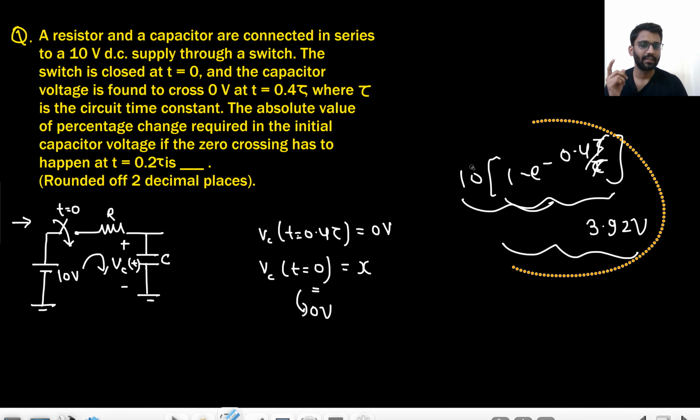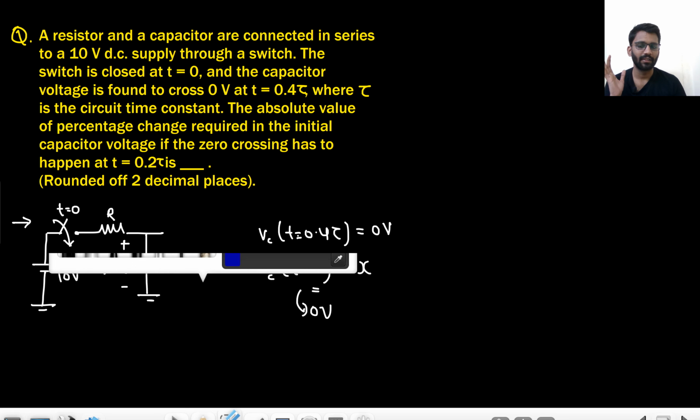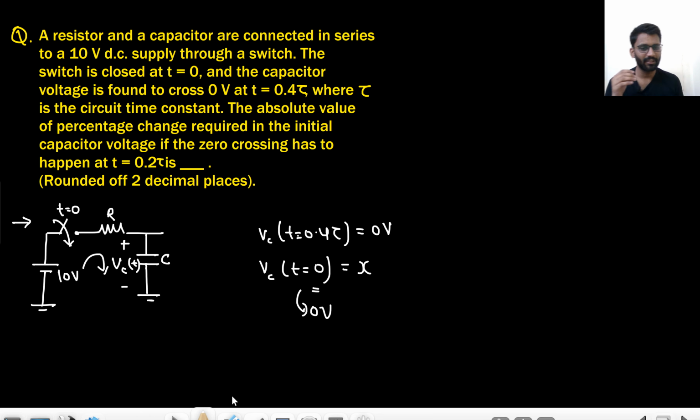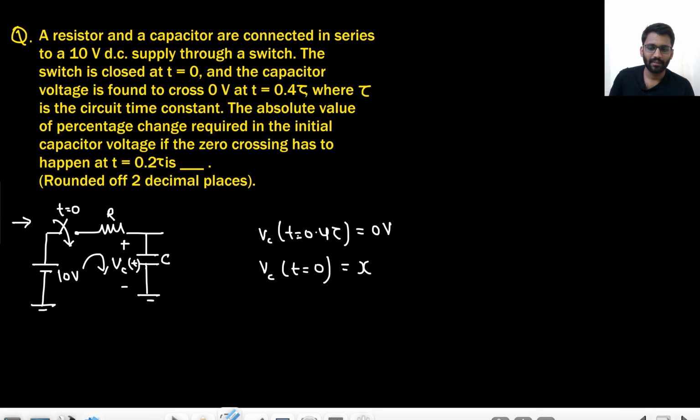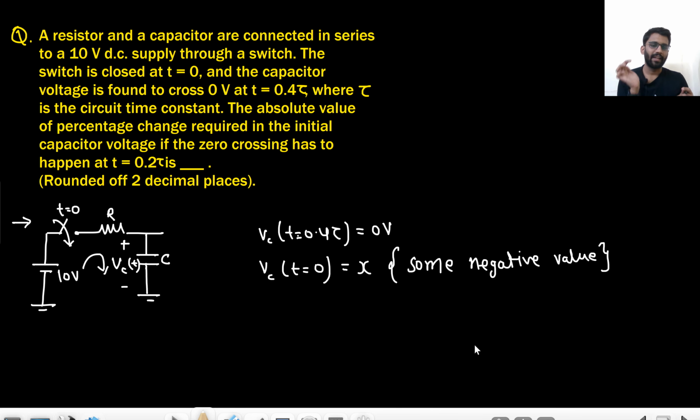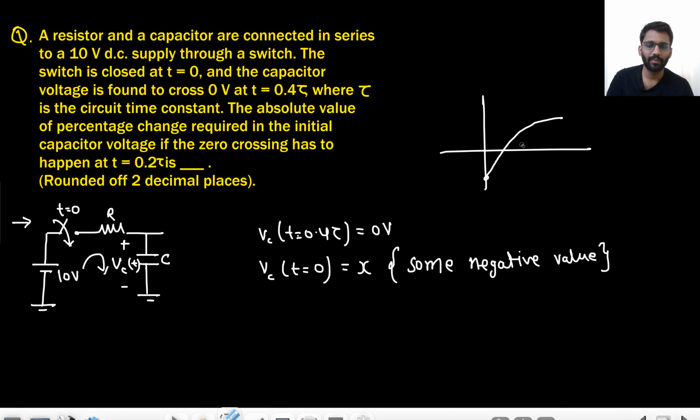But this is not the condition. So there has to be some initial voltage. We don't know that voltage, but there has to be some initial voltage x. It is some negative value. Why? Because the 10 volt will charge the capacitor. From some negative value, it will go up to 10 volt, something like this. So this will be the VC(t) graph.